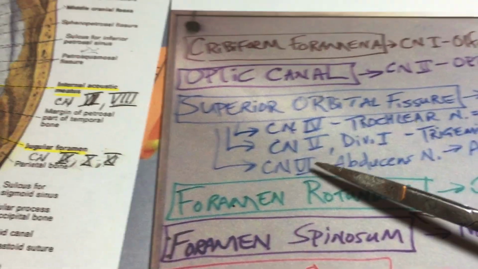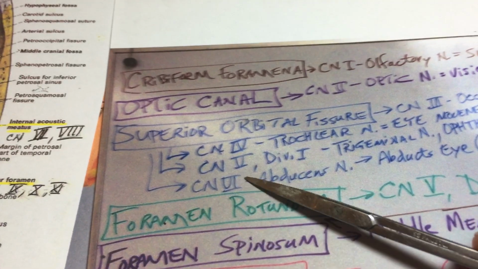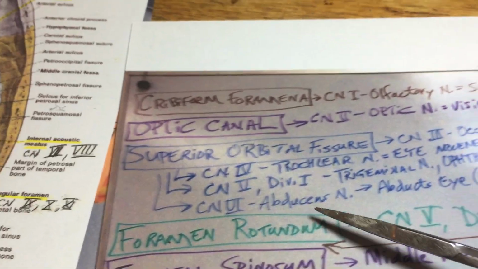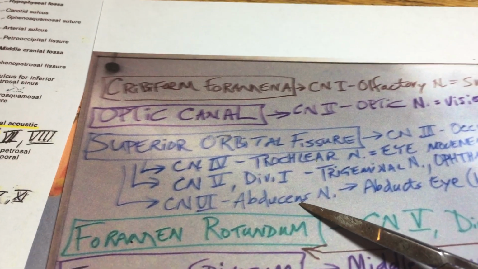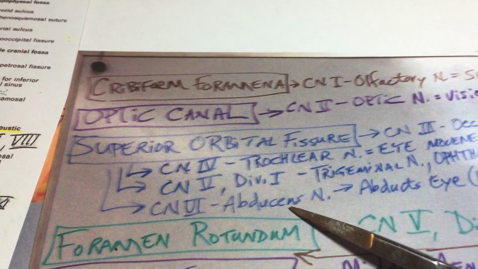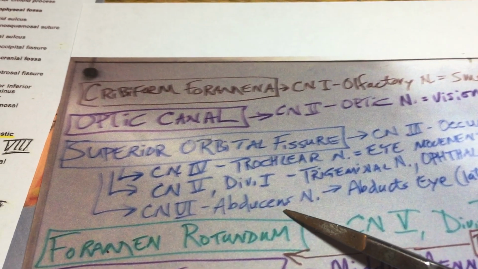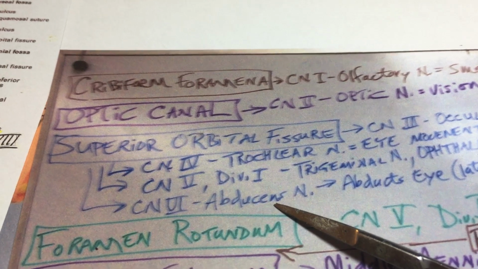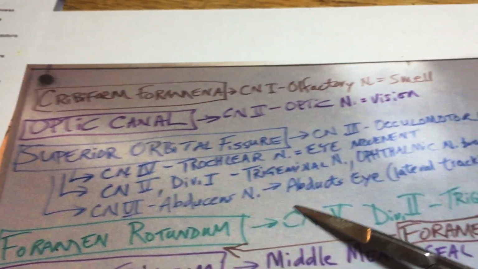It's easier. Excuse me. Cranial nerve number 6, abducens. It's so named because it's going to abduct the eye laterally.